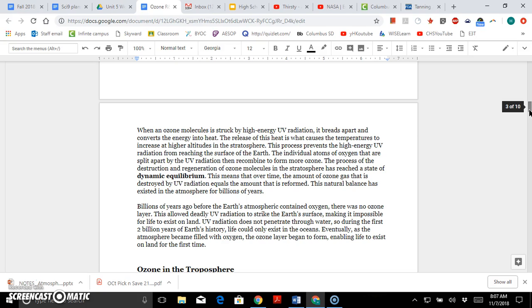Billions of years ago, before the Earth's atmosphere contained oxygen, there was no ozone layer. This allowed deadly UV radiation to strike the Earth's surface, making it impossible for life to exist on land. UV radiation does not penetrate through water, so during the first 2 billion years of Earth's history, life could only exist in the oceans. Eventually, as the atmosphere became filled with oxygen, the ozone layer began to form, enabling life on land to exist for the first time.